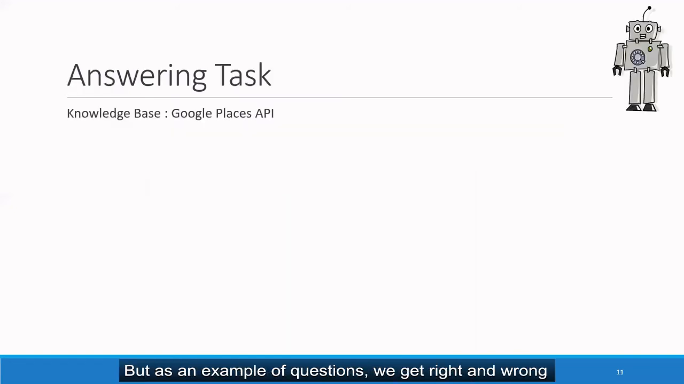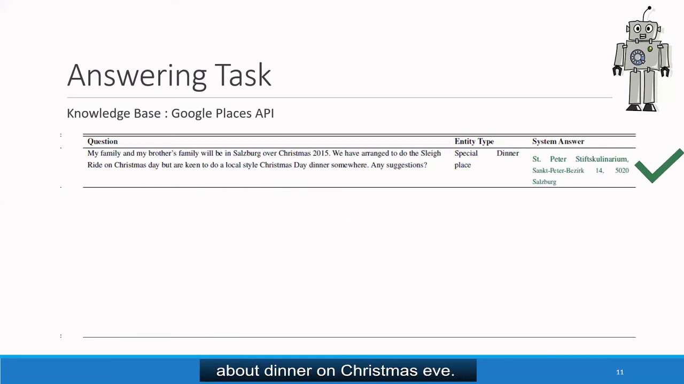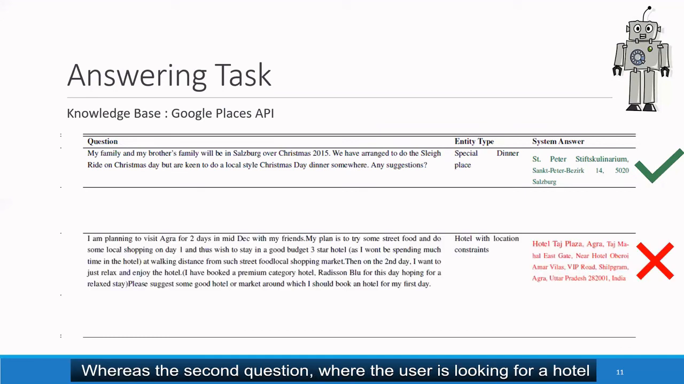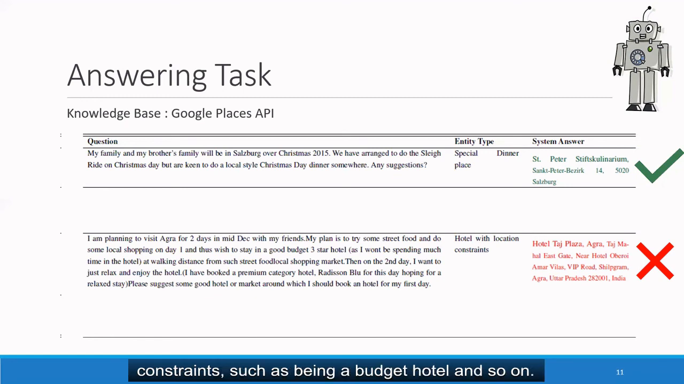But as an example of questions we get right and wrong, in this first question, the user is looking for recommendations about dinner on Christmas Eve, and this recommendation is correct. Whereas in the second question, where the user is looking for a hotel that is walking distance from a market, the return answer entity satisfies other constraints, such as being a budget hotel and so on, but it does not meet the location constraint. Please read our paper to understand more about our work.